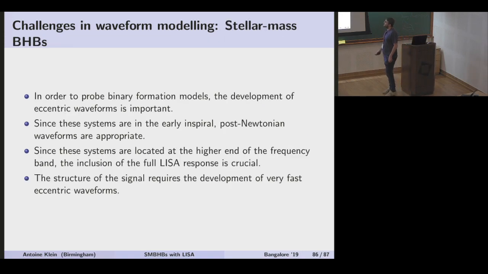For stellar mass black hole binaries, the eccentricity is also important because it can tell you about your binary formation channels. If you form your binaries in a dense environment, you expect high eccentricities. And if you form them in the field, you expect lower eccentricities. And this will be measurable with LISA. So this can give us good information if we can measure them.